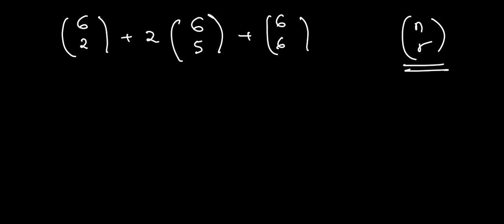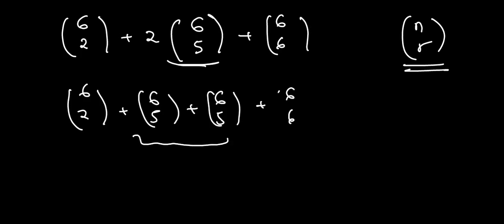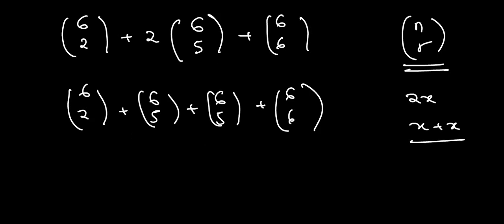So the only thing we can do, this here means these are the two of them. So we can write 6 choose 2, and then we have 6 choose 5, and we have another 6 choose 5. They're the two of them, this part here. Then the last one is 6 choose 6. Remember, if I give you 2x, that means x plus x, right? Yeah, so that's the splitting that we have done here.